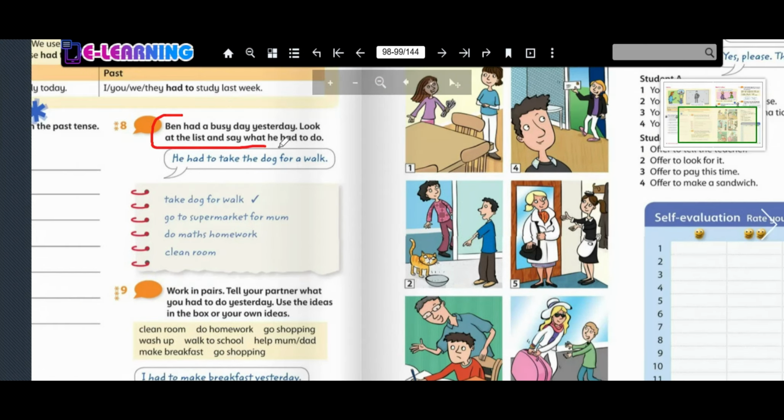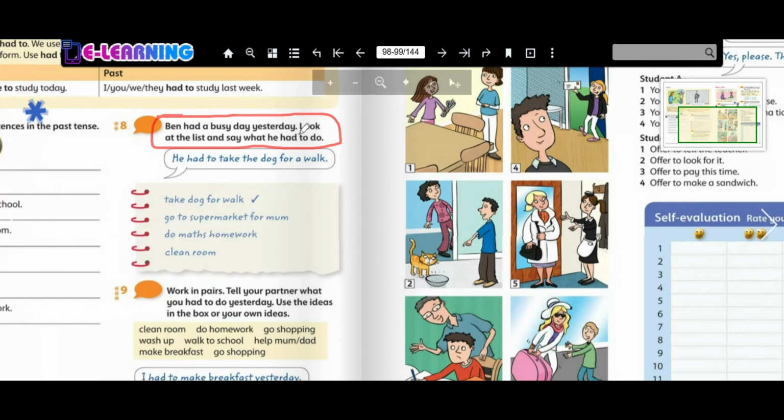Exercise 8. Ben had a busy day yesterday. Look at the list and say what he had to do. So you can see there's an example right here. Here is the list of the things that he had to do yesterday. So you can see number 1, take dog for a walk. So you can say he had to take the dog for a walk. Can you say 3 other sentences from the list?